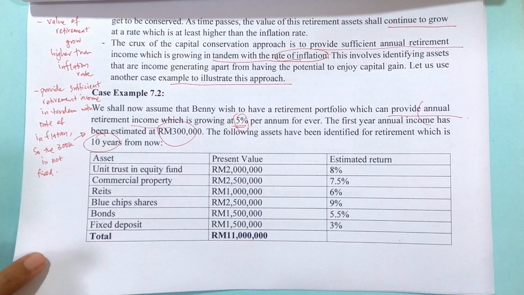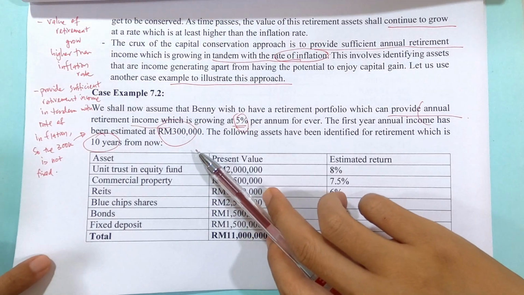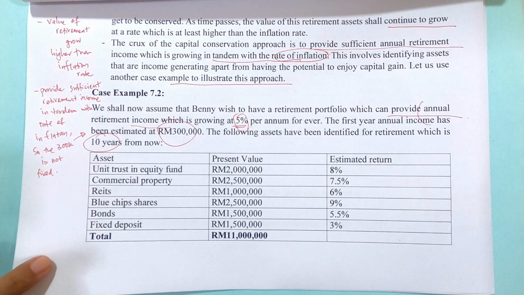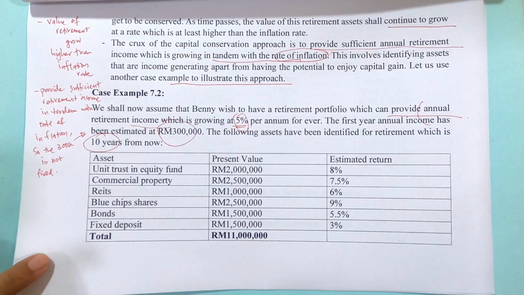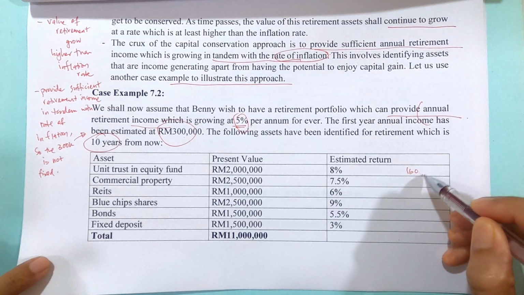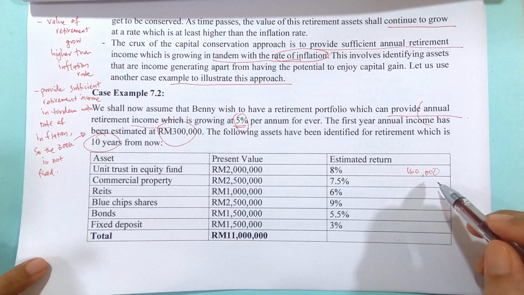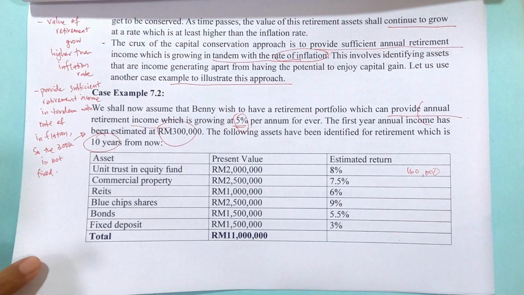If we just use the naked eye, if Benny wants to have 300,000 per year, it is not going to be difficult. Let's say unit trust 8%. If we calculate 8% times 2 million, Benny already has 160,000 per year from the return of the unit trust only, 160,000.